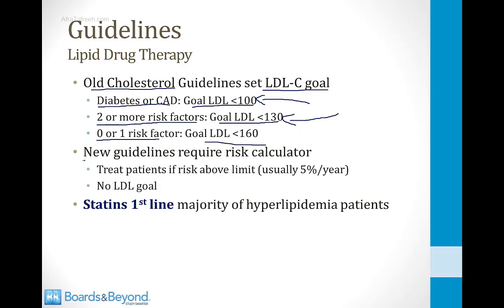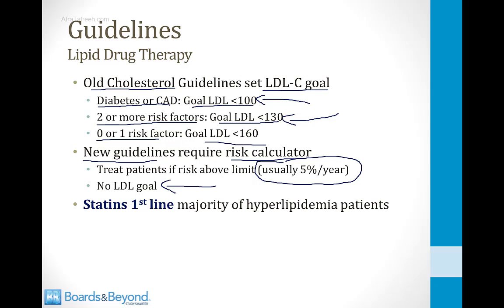There are some newer guidelines that are somewhat controversial. Many clinicians don't like them. They require a risk calculator. These guidelines do not use the LDL cholesterol. They tell you to treat all patients if their risk of cardiovascular disease is too high, usually above 5% a year. So you simply calculate the patient's risk of cardiovascular disease, and if it's high, you administer a drug, usually a statin, and there is no LDL goal.